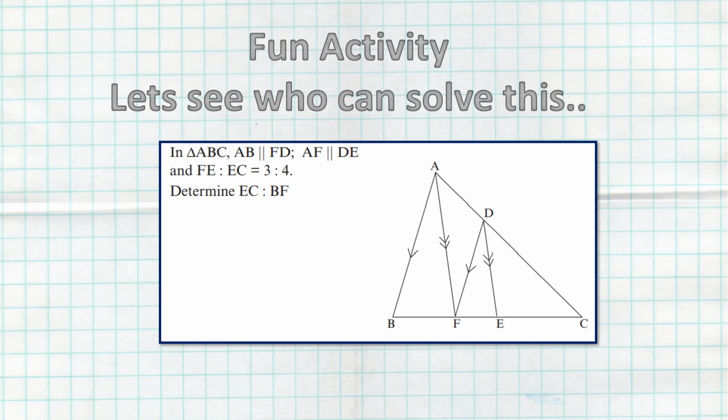Okay, great stuff. Here's your fun activity exercise, and let's see who can solve this. You're given triangle ABC. You're given that AB is parallel to FD, and also AF is parallel to what? To DE. And you're given the ratio FE is to EC equals 3 is to 4, and they want you to get the ratio of EC is to BF.